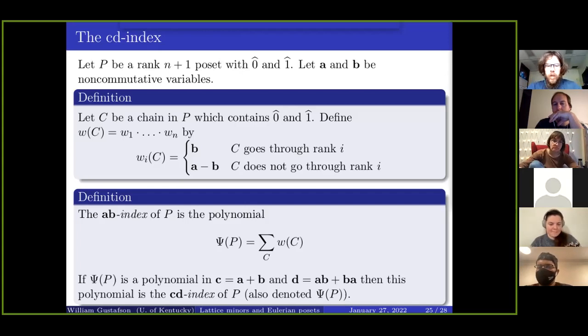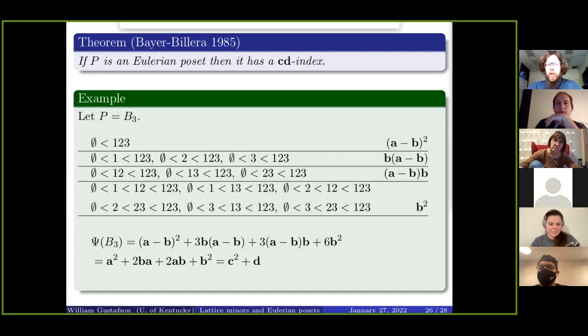But a particularly nice class is Eulerian posets. This is the theorem of Bayer and Klapper, that every Eulerian poset has a CD index. Okay, thanks.